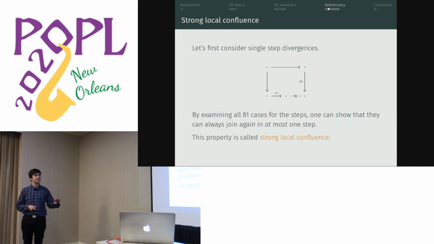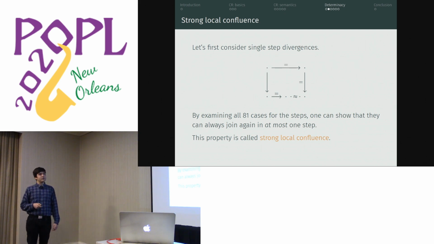It turns out that there are 9 rules, so 81 cases for the steps, half of which are symmetric. But you can show that they can always join again in one step. It's called strong local confluence. So in the formalization, quite a lot of work went into handling all these cases. And then you can just do diagram tiling where we need this small change over here.